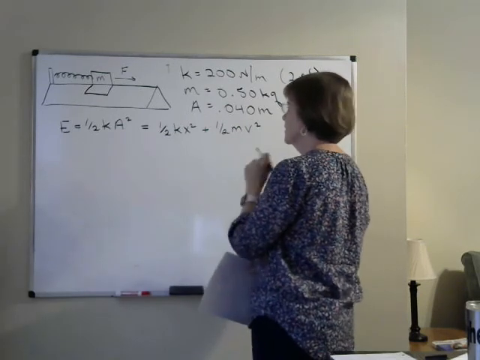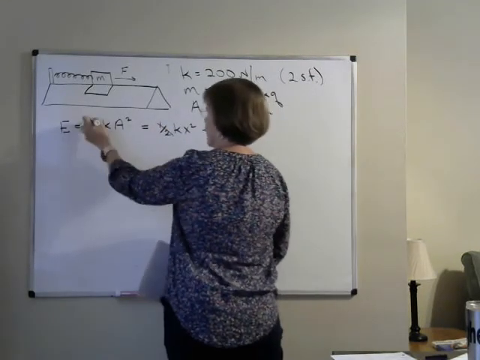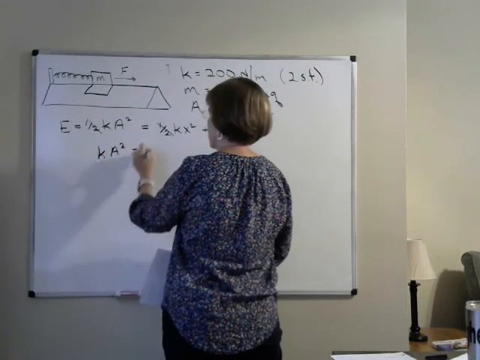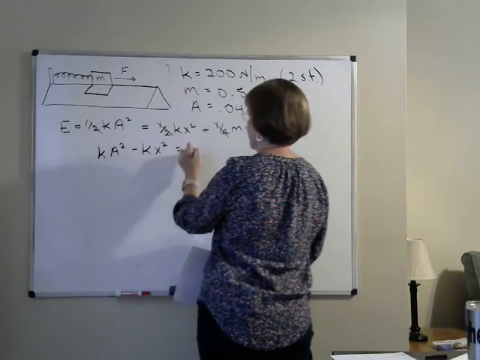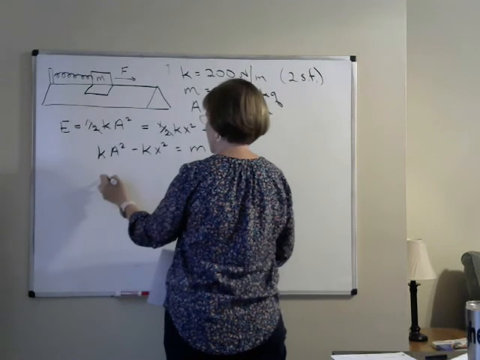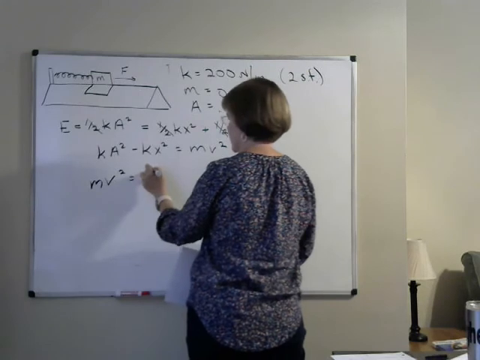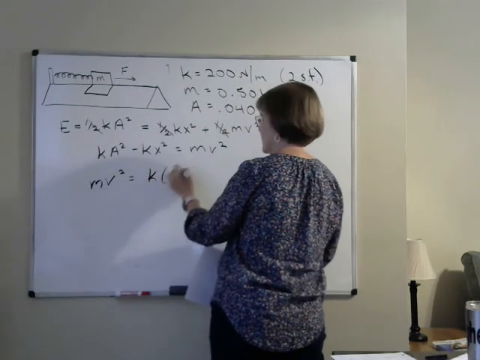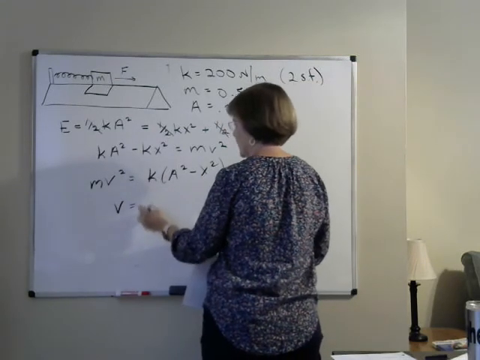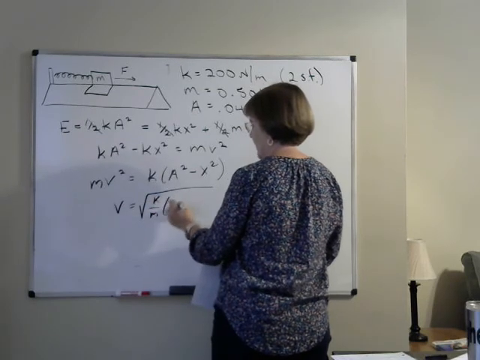I'm interested in the velocity, so let's solve this again for the velocity. The halves don't go away. I'm going to have kA squared minus kx squared equal mv squared. If I factor out the k's, I get that mv squared is k times A squared minus x squared. So v is the square root of k over m times A squared minus x squared.